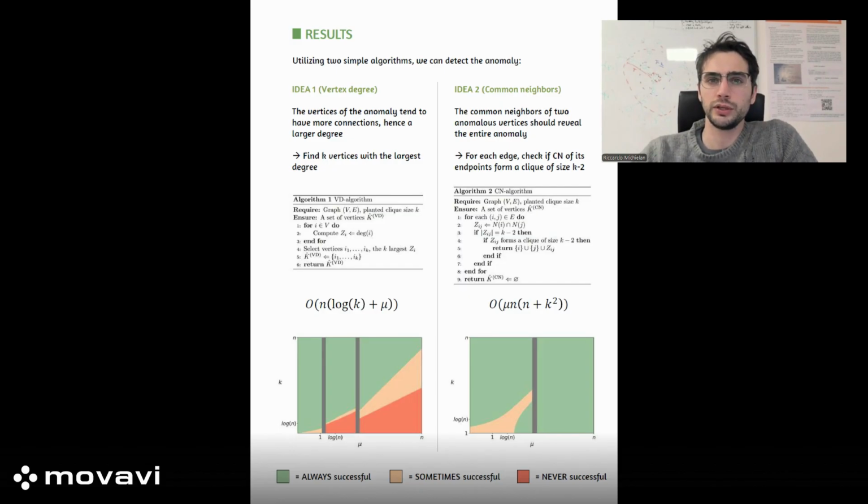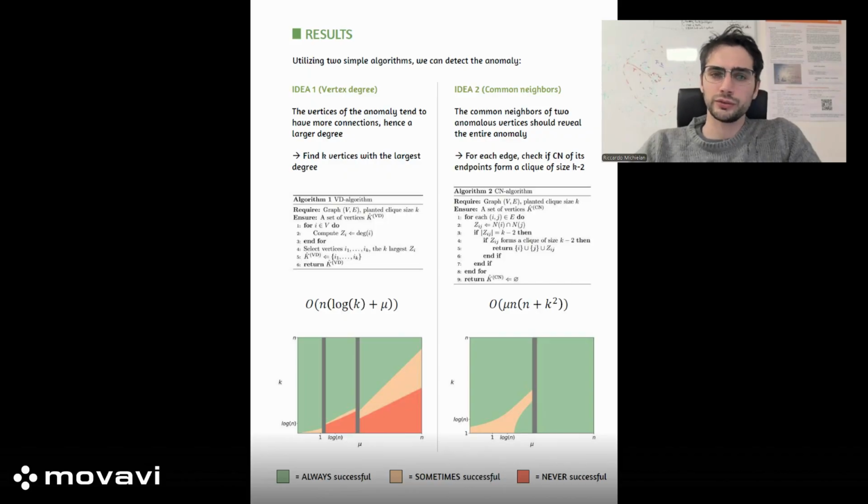That is, if you look at the common neighbors of two anomalous vertices, these common neighbors should also be anomalous vertices. Both of these algorithms are very simple, but more importantly they are very efficient, because the first one is linear in the size of the graph. The second one is quadratic in the size of the graph.